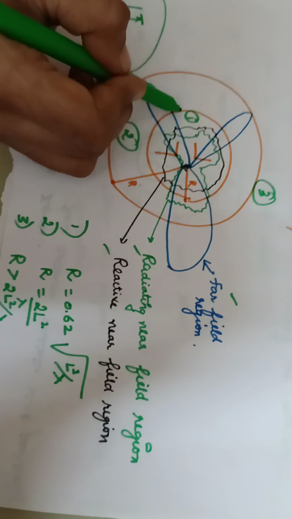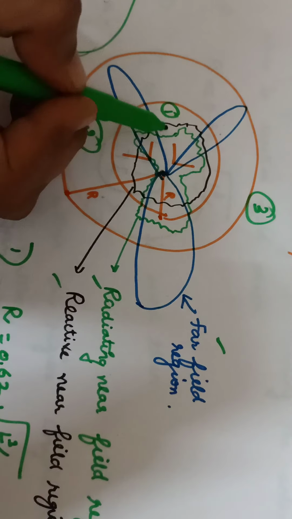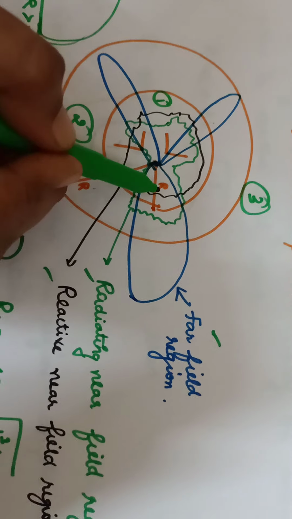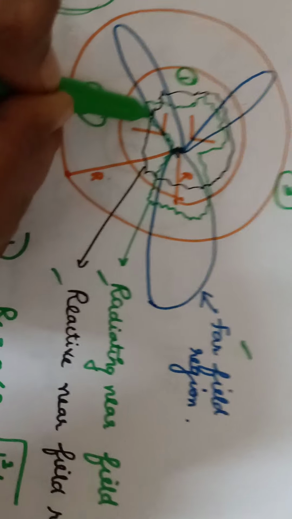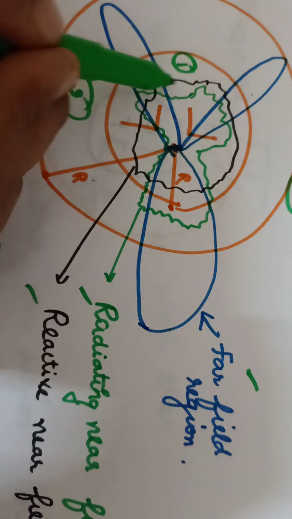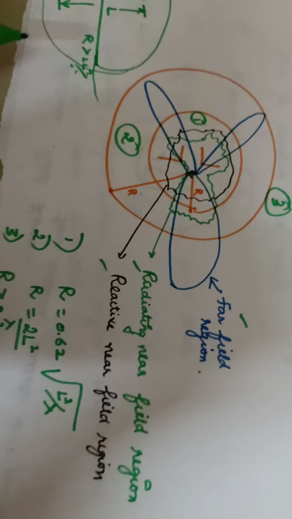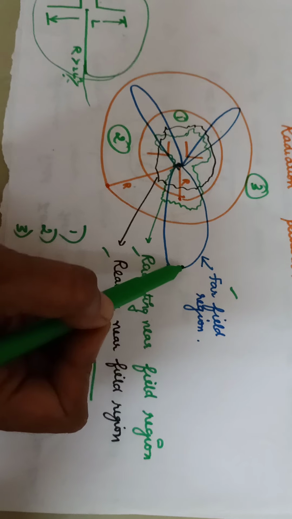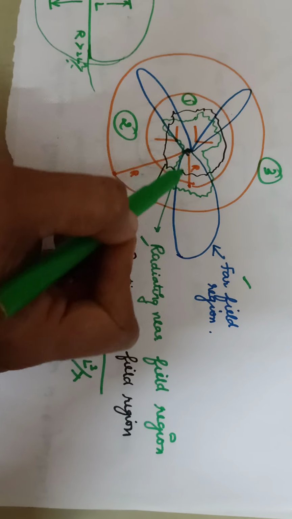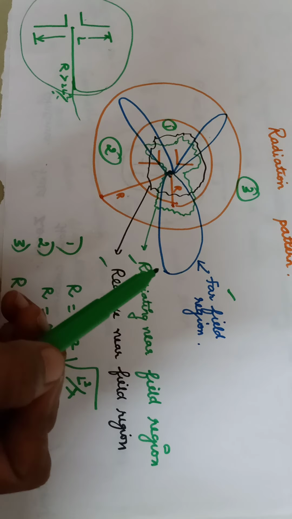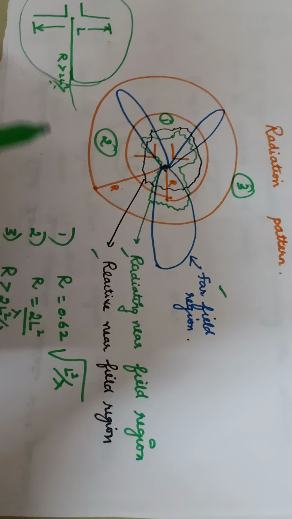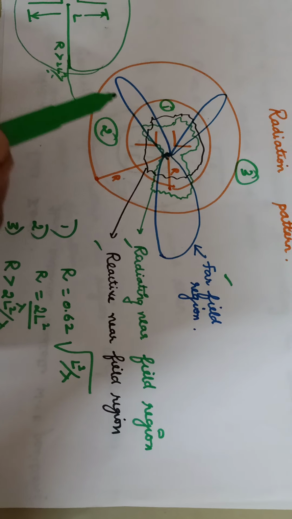Now see the first region, still in a worse condition. You cannot understand the pattern at all. See the black color one, a shapeless diagram I've drawn. Somewhat it looks like this. So from this we understood that for the far field region only, the radiation pattern can be easily obtained.